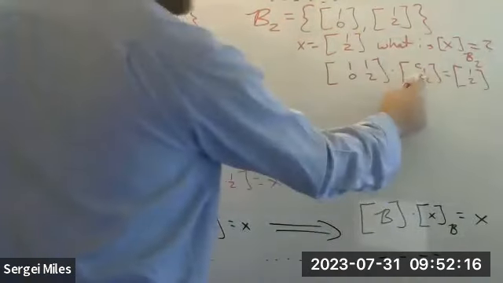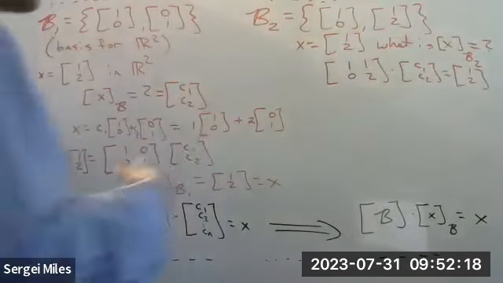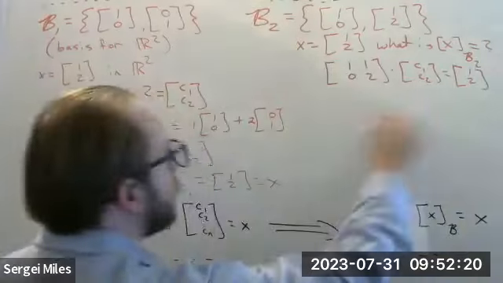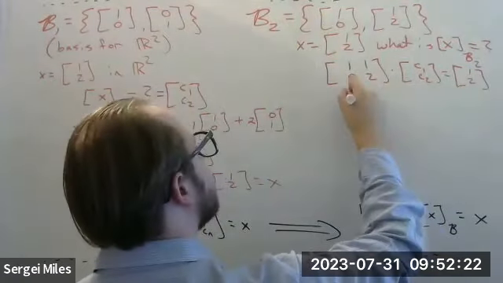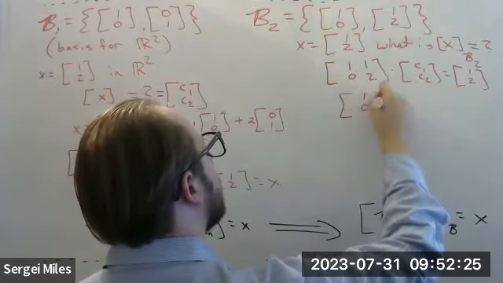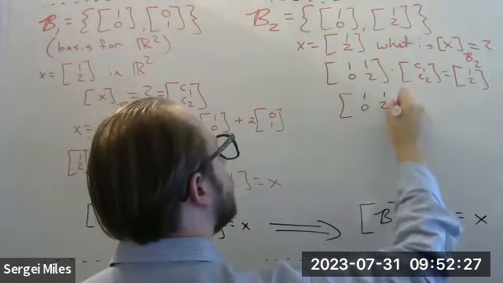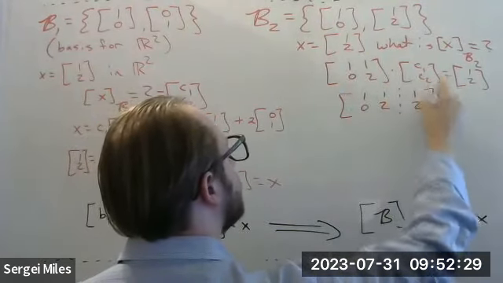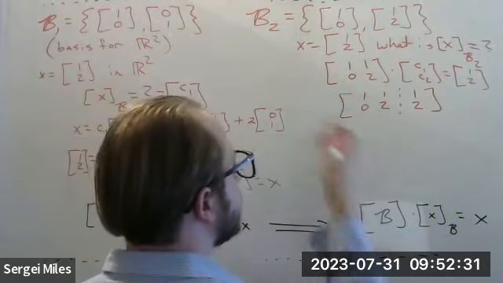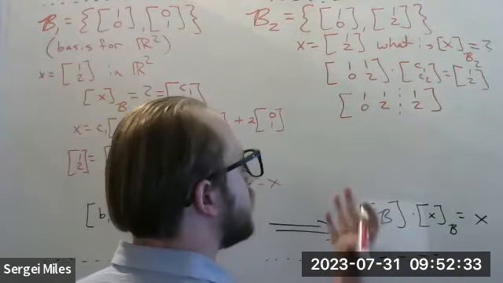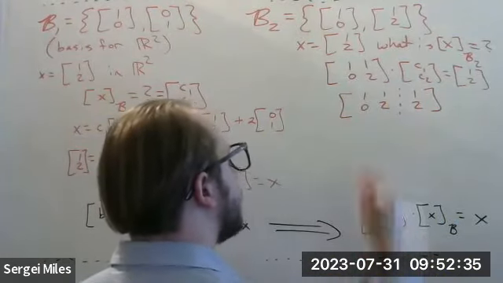I want to find these scalars. How do I find them? I take my matrix and I'm going to augment with x. And we have 1, 0, 1, 2, 1, 2. Now, lucky for us, this is already in echelon form. I can go ahead and start solving.